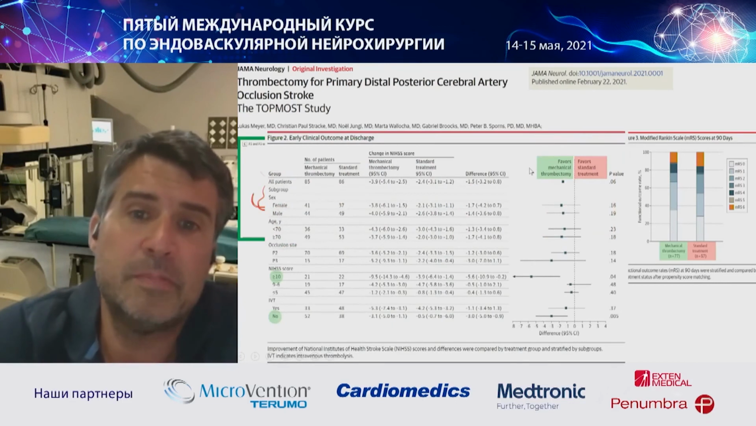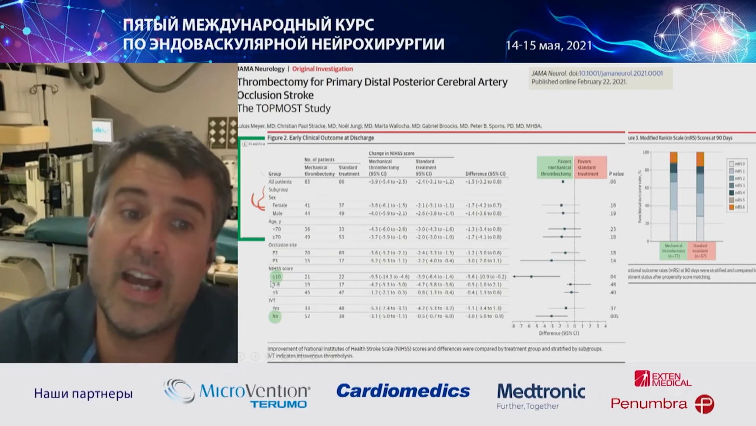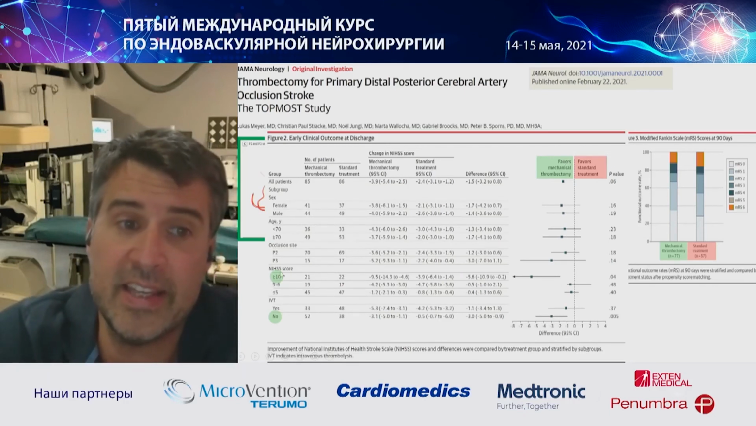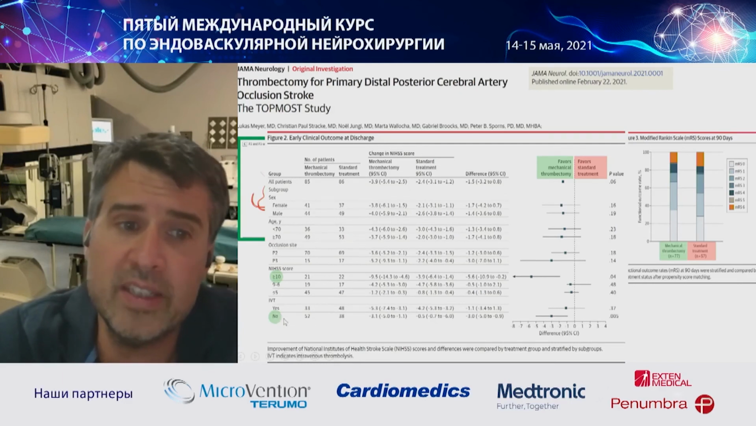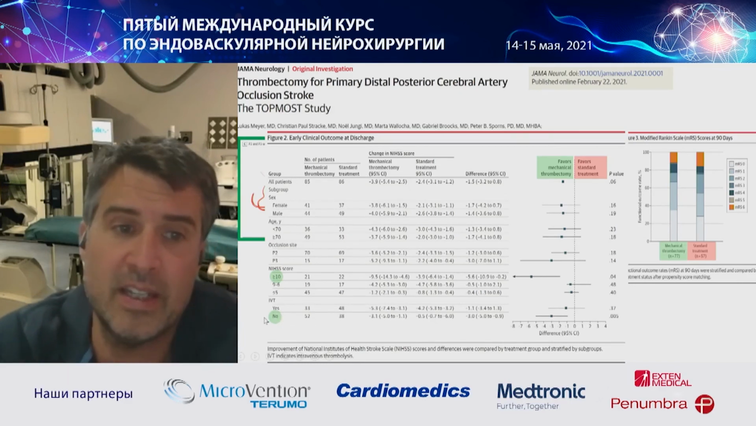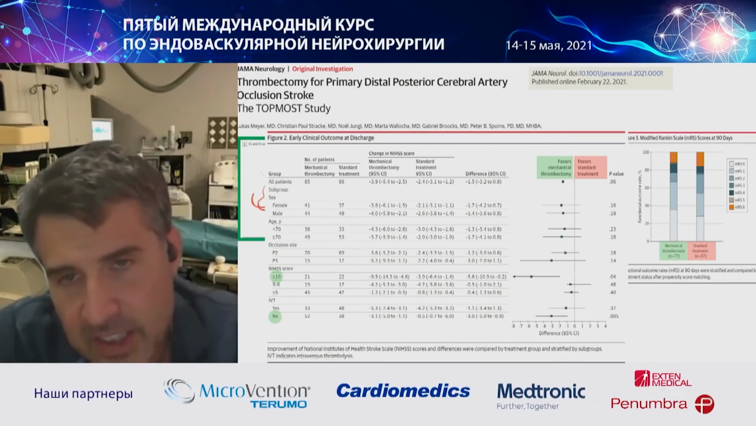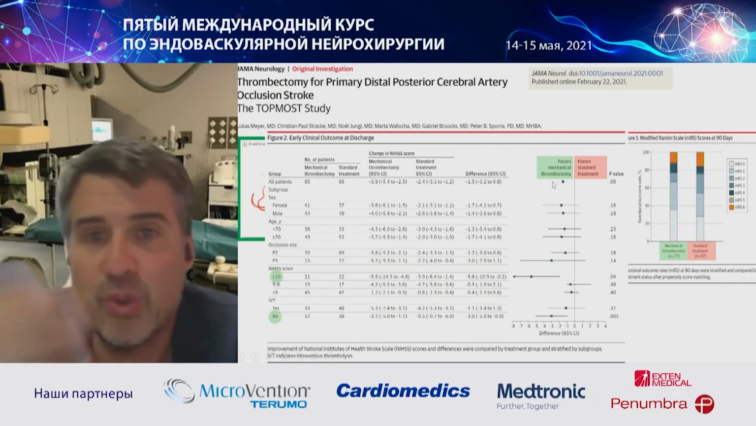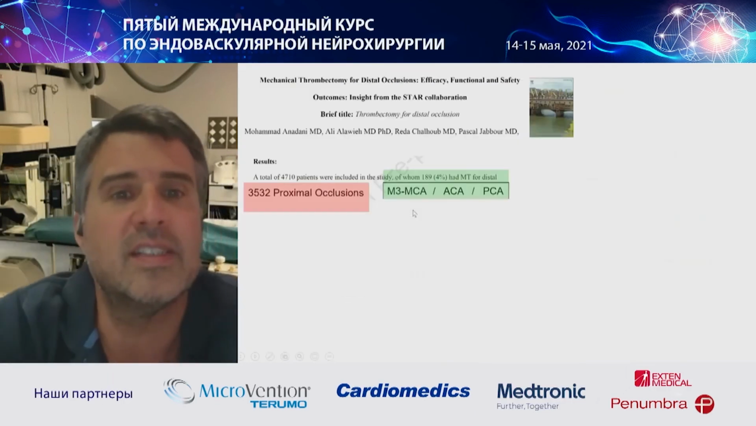And especially, the situation favored the use of thrombectomy if the patient had a quite high NIH, greater than 10, or if the patient had a contraindication for IV TPA. So if you are not going to benefit from IV TPA, it's more beneficial for you to get a thrombectomy also in this posterior distal occlusion.